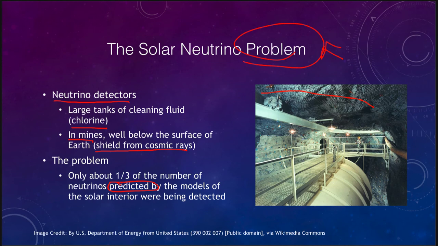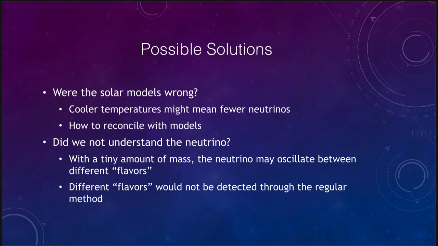And that is a difficulty with any model. If you don't detect what you're predicting, then you have to go make some modifications. So what could we do? What could the possible solutions to the solar neutrino problem be? Well, we can look at a couple examples here. Could the solar models be wrong? Could cooler temperatures mean lower reaction rates or fewer neutrinos?